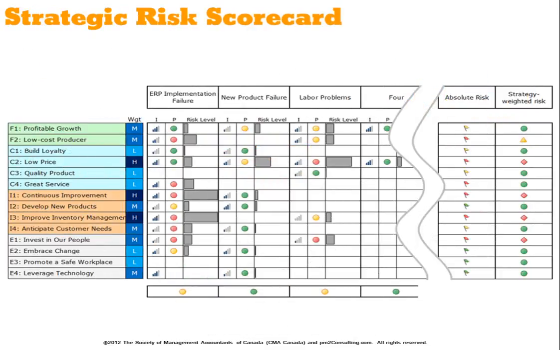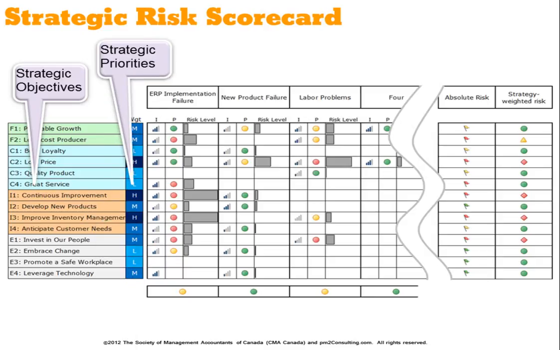This is what the final product will look like, a risk scorecard. What you see here is on the left your strategic objectives. Next to that, there are priorities, how important they are to the success of the organization for the coming period.